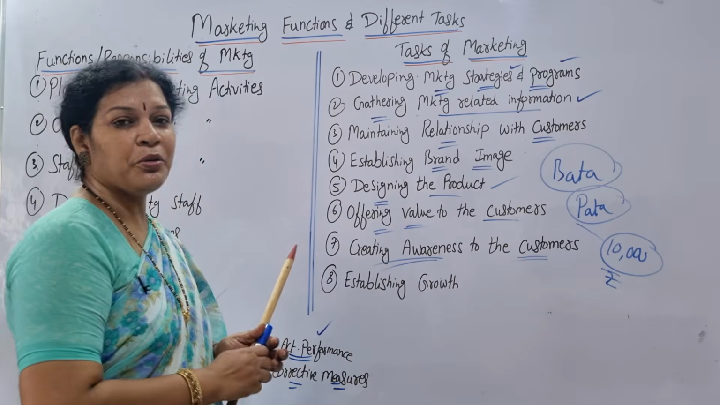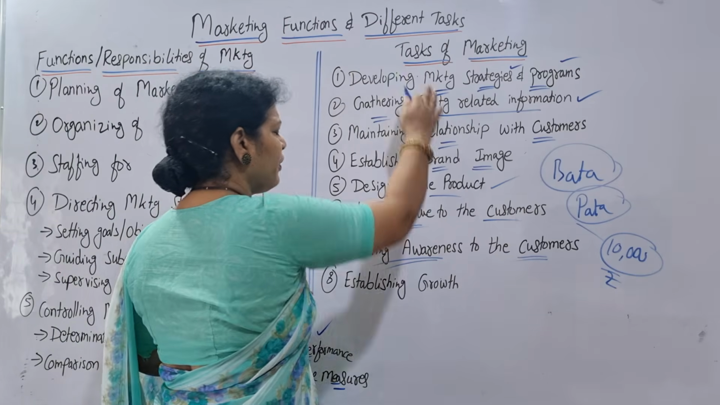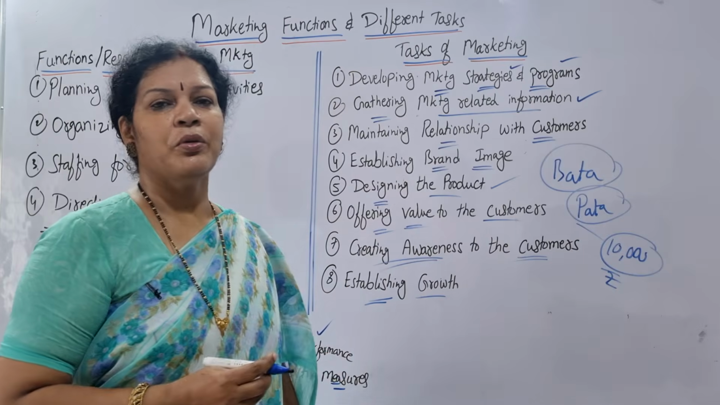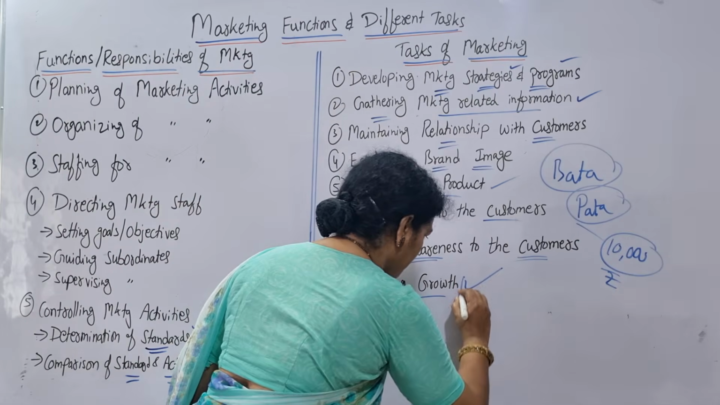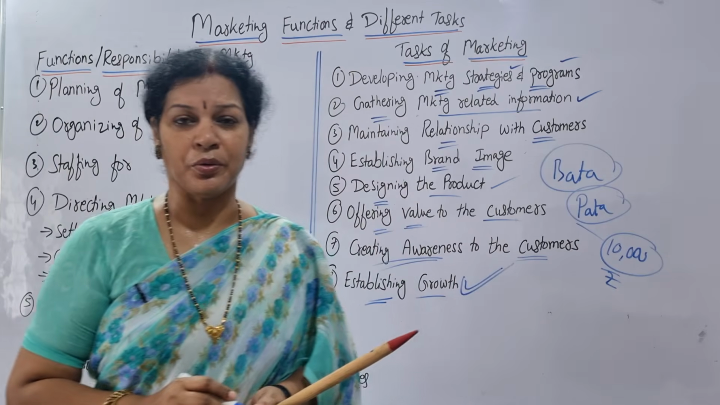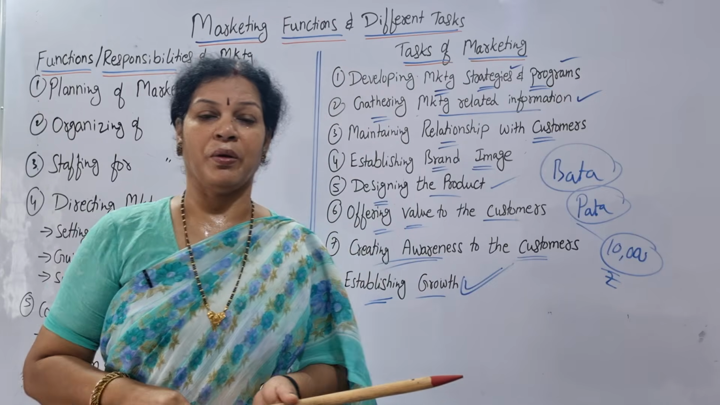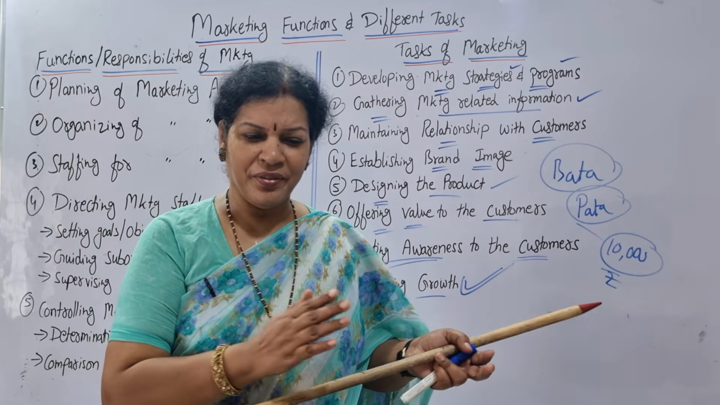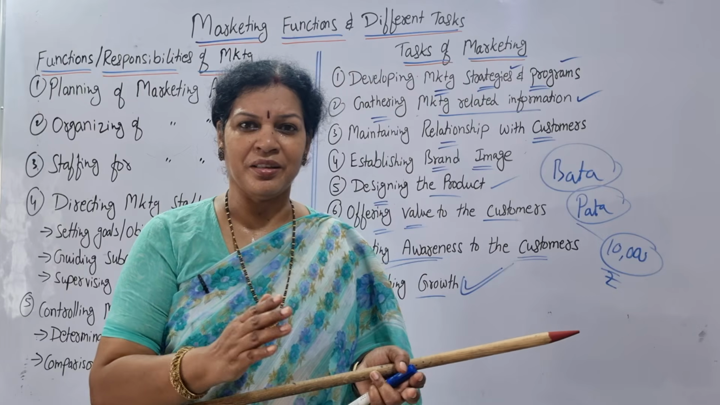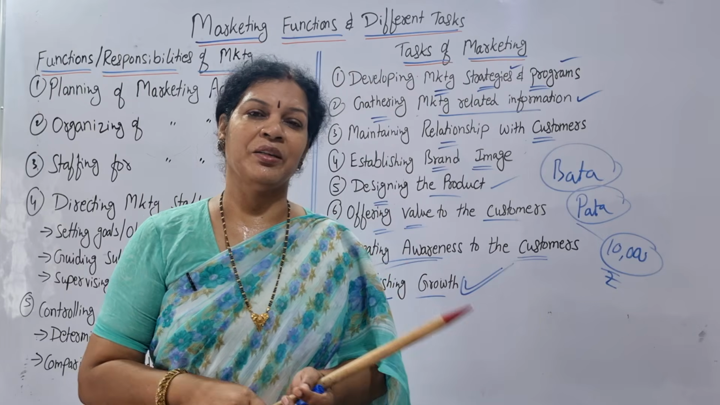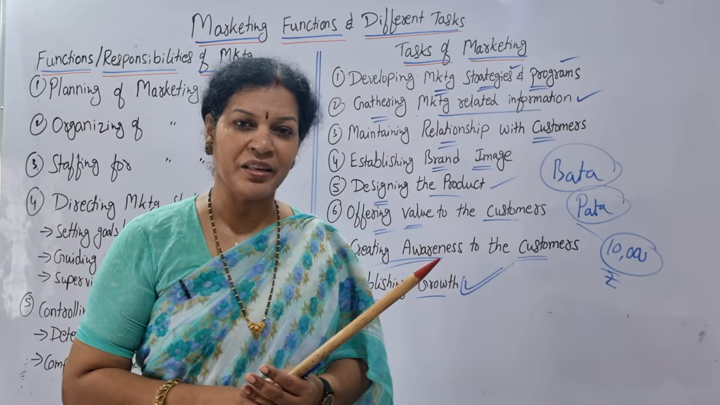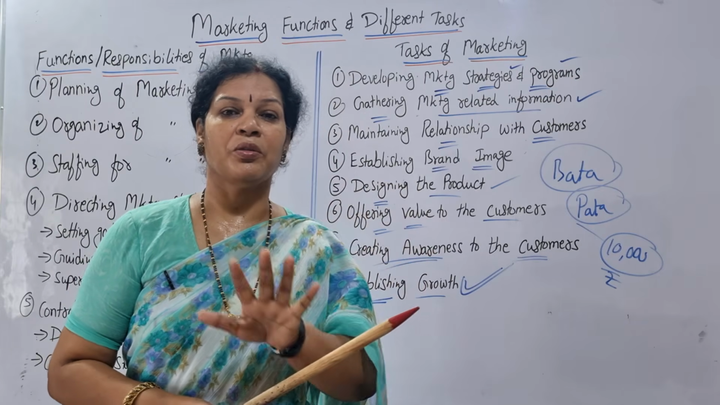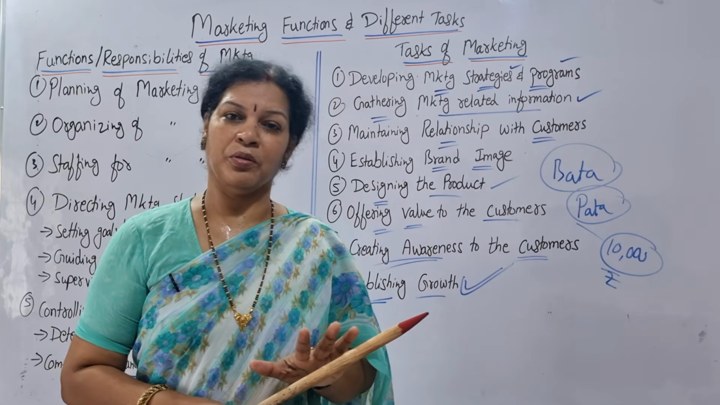Lastly, establishing growth. Okay, from many areas we have done something. Now ultimately the goal of the organization is growth. Yes, we need growth. How much growth is required? How is the growth? Every year, every month, it depends on the activities of the organization, it depends on the targets of the organization. So they'll be deciding about the growth. So growth also they have to plan properly. This is also their task.